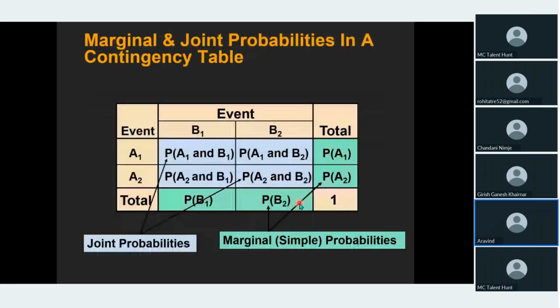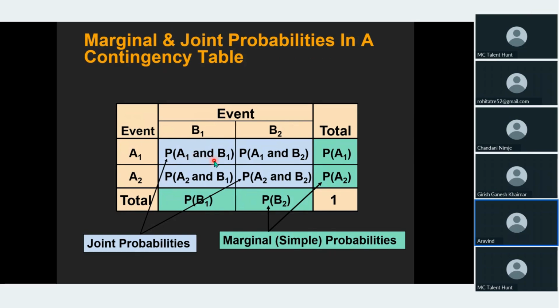Yes, sir. Right. So let's see the marginal probability and the joint probability in the contingency table. How do we represent that? We have events A and B. A event represents Wednesday or not Wednesday. A1 is Wednesday, A2 is not Wednesday. What is the other event? January or not January.